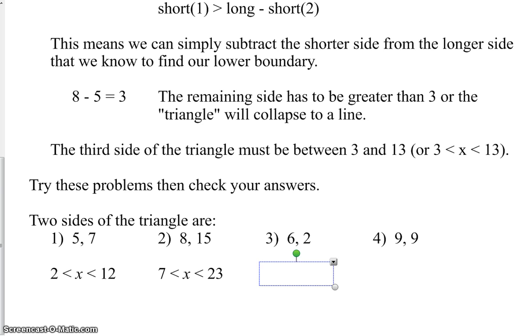For our third practice problem, the values had to be between 4 and 8. 6 plus 2 was 8. 6 minus 2 was 4. And for our fourth example, the third side had to be a value between 0 and 18. 9 plus 9 was 18, and 9 minus 9 was 0.